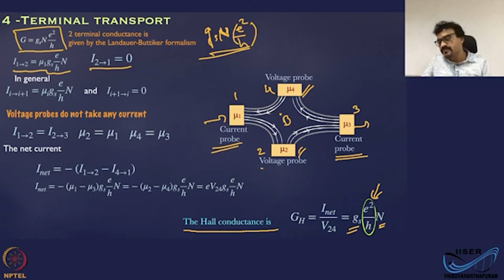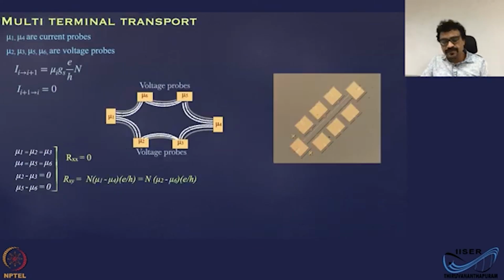Okay, now you can generalize this to multi-terminal transport, where you have a sample with many terminals. Then again, you can define voltage and current probes. So all the voltage probes on one side will have the same voltage, all the same potential, and all the voltage probes on the other side will have this potential.